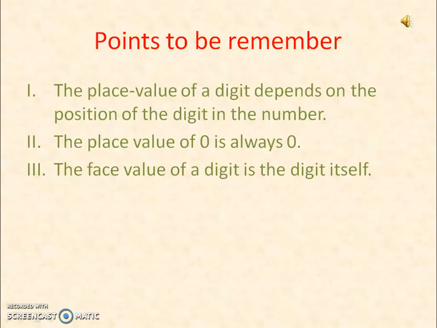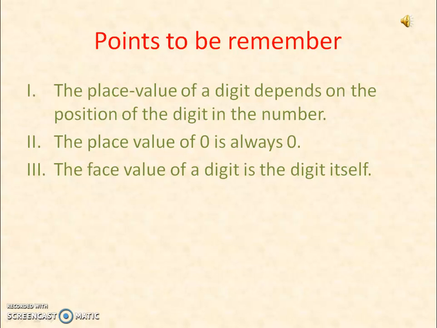Now the second point. The place value of 0 is always 0. If we have the number 3025, what is the place value of 0 here? It is in the hundreds place, but we won't say 0 hundreds. We say its place value is 0.